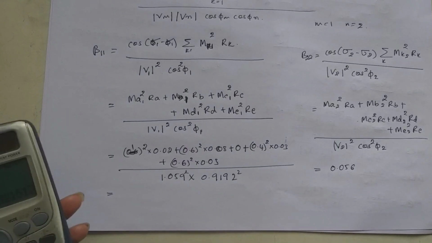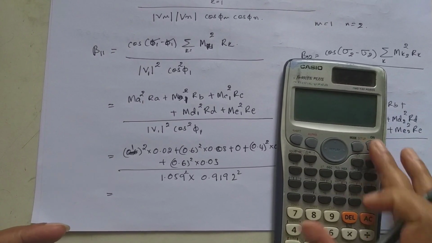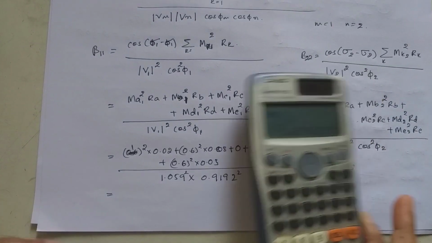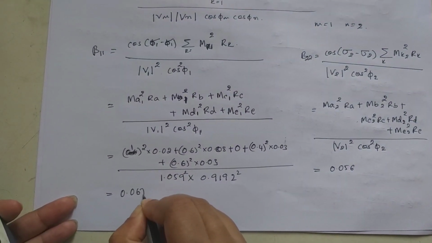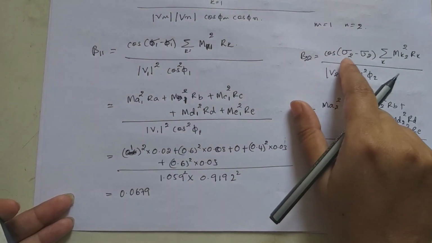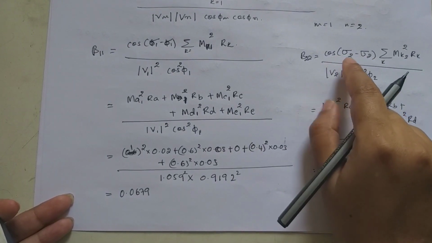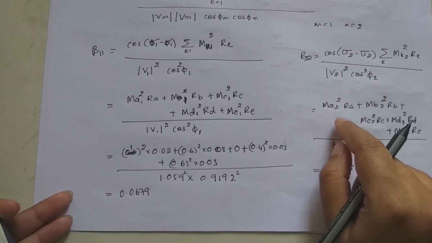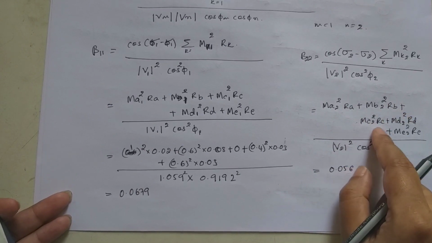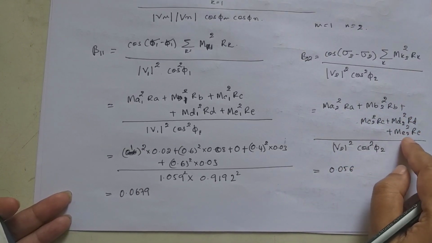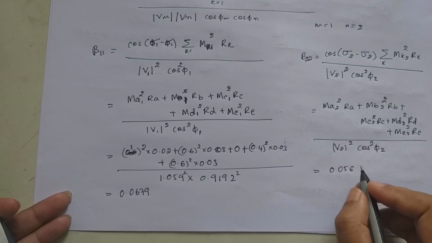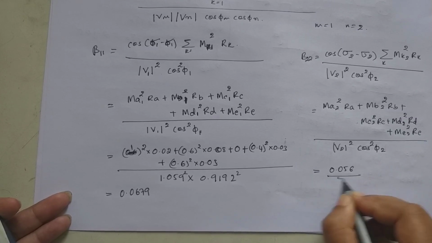We get 0.0679. Similarly, beta 22, or B22, which is equal to cos(sigma 2 minus sigma 2), which is cos 0, is equal to 1, into MA2 square RA plus MB2 square RB plus MC2 square RC plus MD2 square RD plus ME2 square RE, whole divided by V2 square cos square phi 2. Simplifying, we get 0.056.